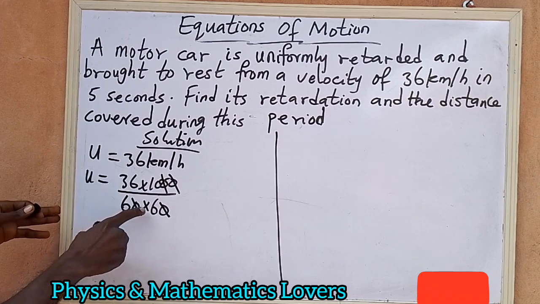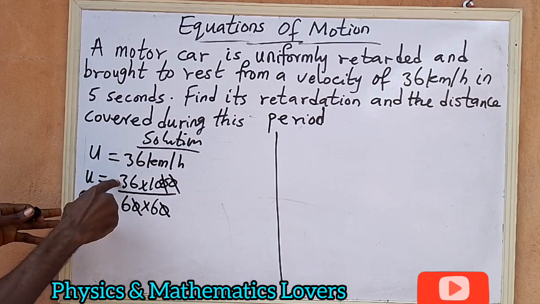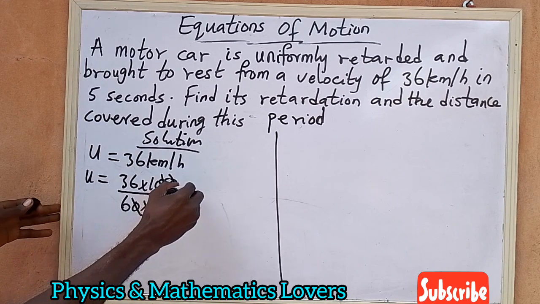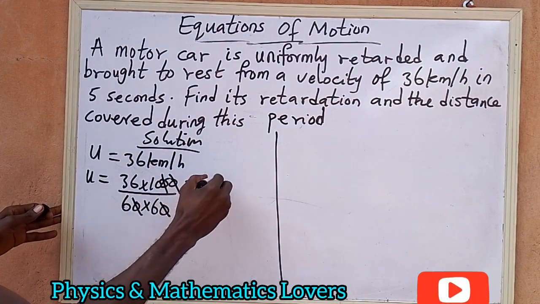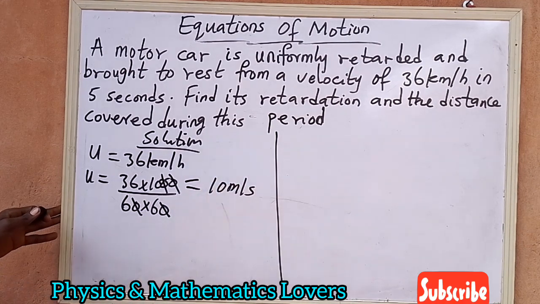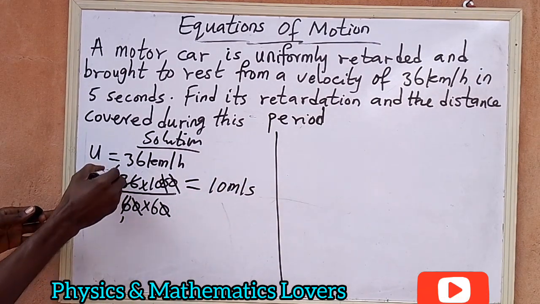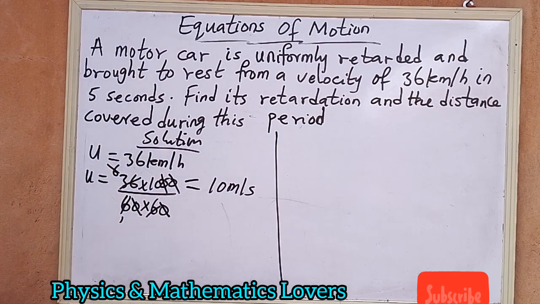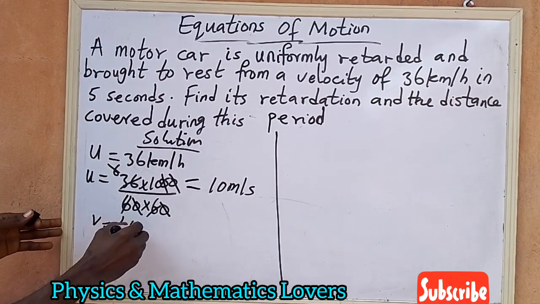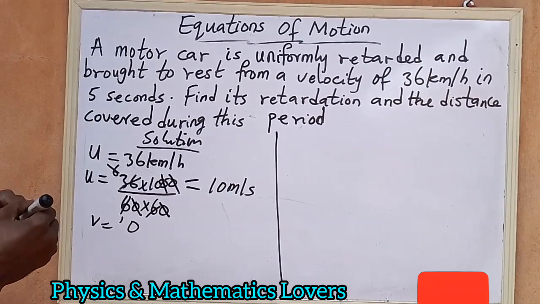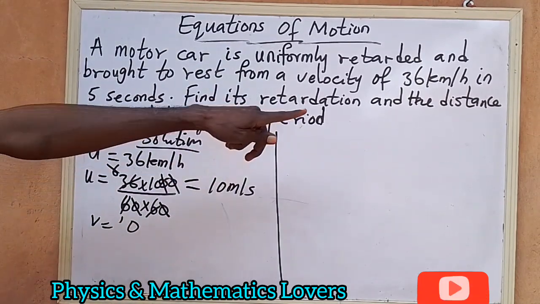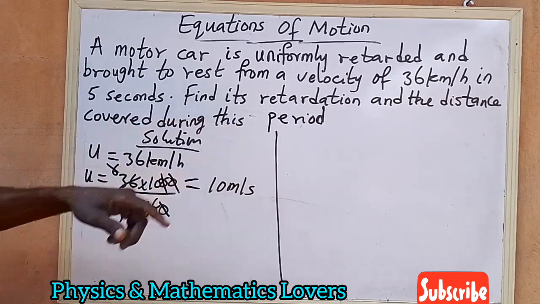Alright, 6 times 6 is 36. 36 can just take care of 36 here. So therefore our u is equal to 10 meter per second, because 6 cancels one of the 6 here. This cancels here 6, then 6 takes care of all this 6. So we have just only 10 remaining. So this is our initial velocity. And of course, because the motion comes to rest, your final velocity v is equal to 0.